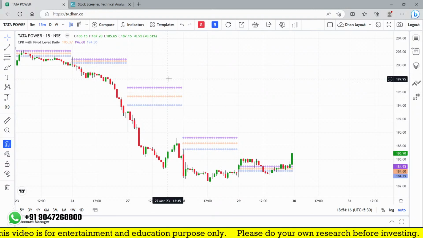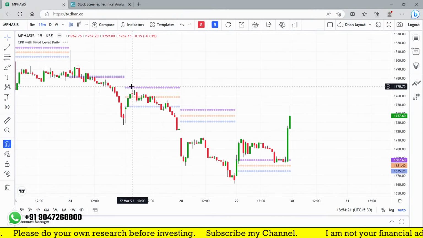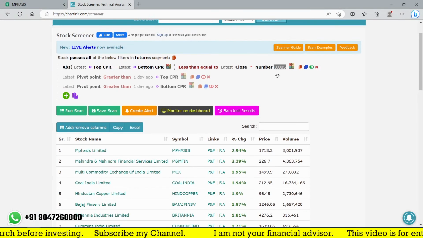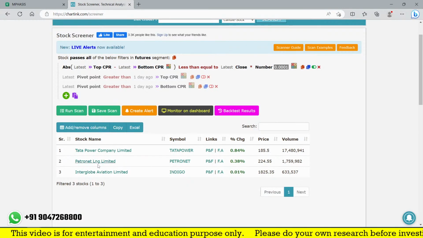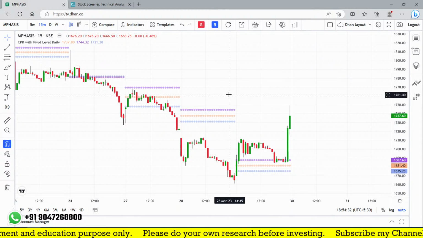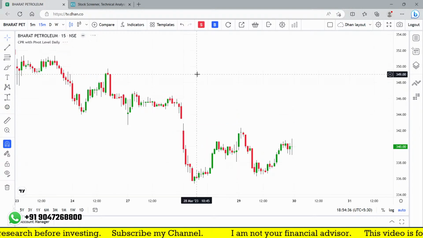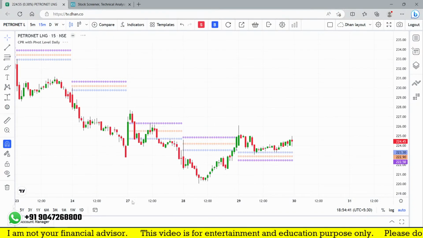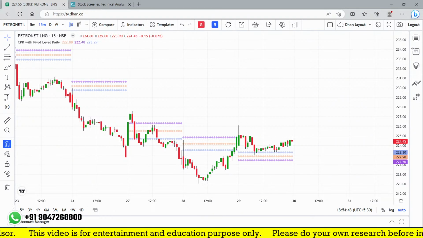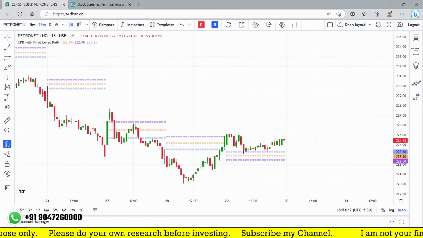Let me go for MPSs. That is not MPSs. We want to reduce the number. We'll be getting the CPR very narrow: Tata Power, Petronet, Interglobe Aviation. Petronet. About the top side here, it is not showing you narrow.